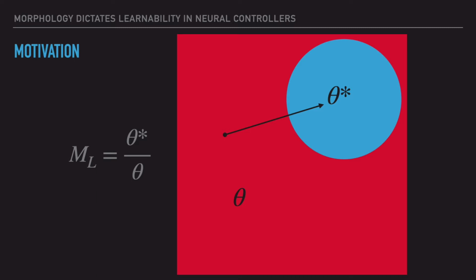Theta in red represents all other possible assignments. An avid area of research in neural networks focuses on moving quickly from theta to theta star. We postulate that at least one determining factor in this goal is the ratio of theta star compared to the total space theta. Let's define a metric that represents this, called the learnability metric, M sub L.